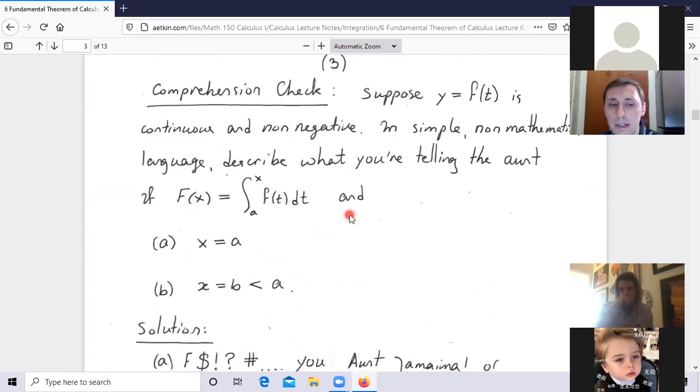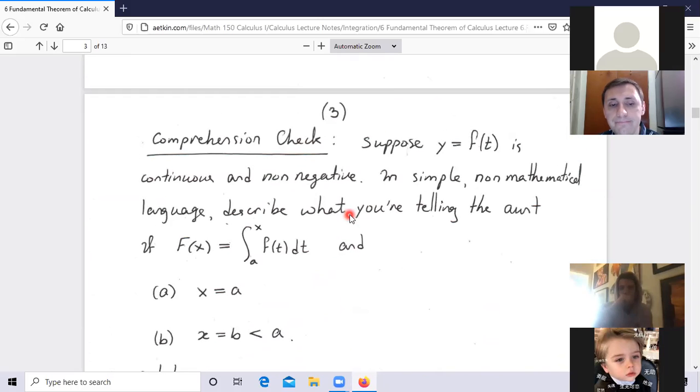Here are some questions, a comprehension check, right? So you have some cake. This is its crust, right? So if you tell Aunt Jemima x equal to a, what are you asking Aunt Jemima to do regarding the cake? Does the question make sense?